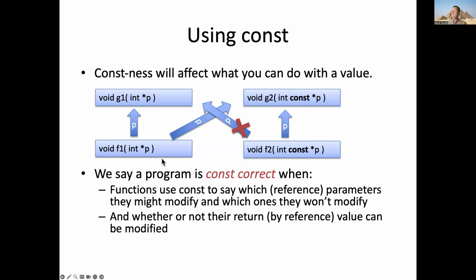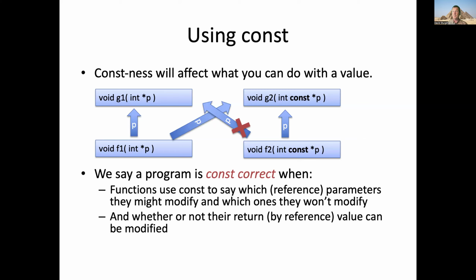Because if someone wanted to use your function and they had a pointer to an int that wasn't const, well, they could call either of these functions. But if all they had was a pointer to a const int, they couldn't call this function that expects a non-const int pointer. They can only call this one. So because this function can be used in more cases, you might as well use const wherever you can. We'll say a program is const correct if it always uses const on pointers when it can, at least in function parameters.